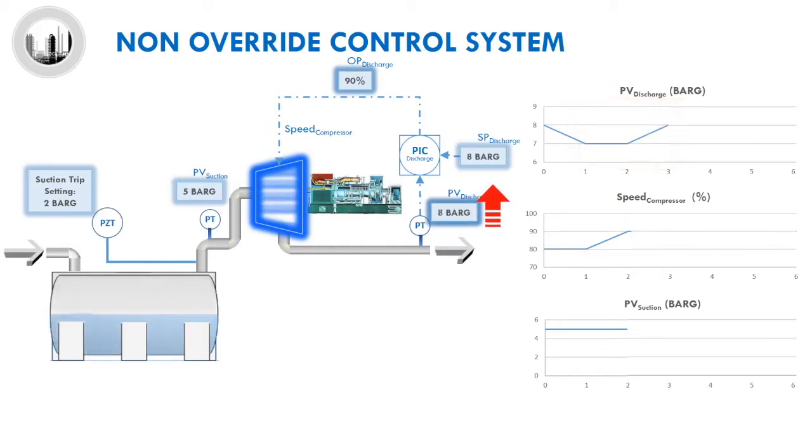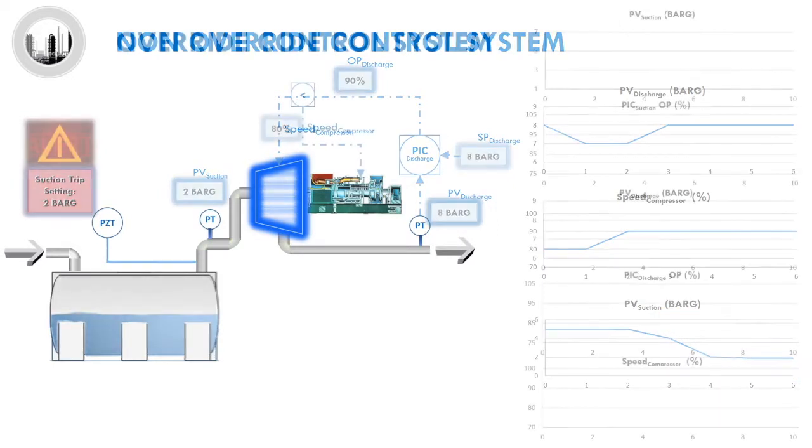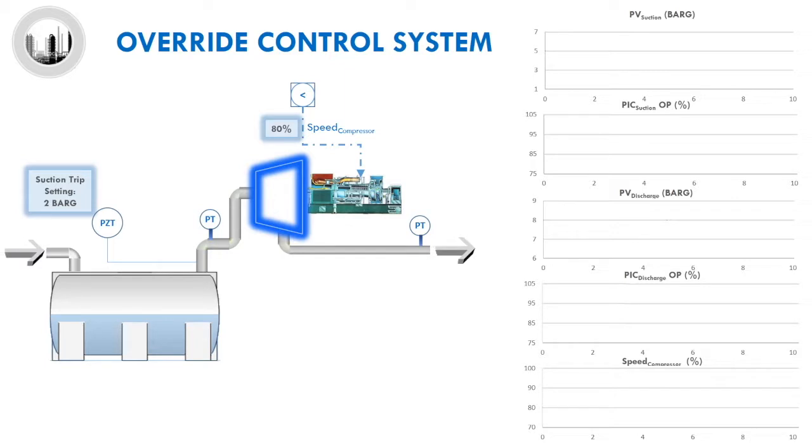Let us assume a second scenario when the suction pressure reduced due to lesser feed into the vessel. Since the controller does not control the suction pressure, the speed of the compressor will not change. This will potentially cause the suction pressure to continue to drop. In this uncontrolled event, the process will potentially trip on low suction pressure scenario. Since this is an undesirable condition, we will introduce the override control to overcome this problem.